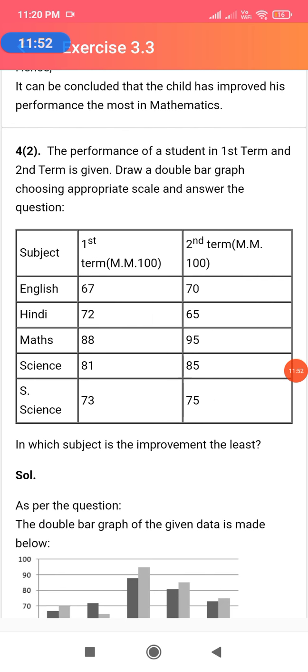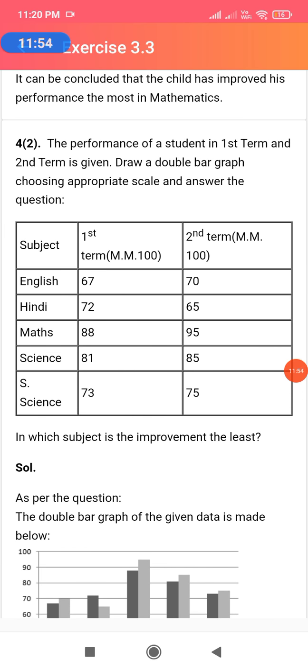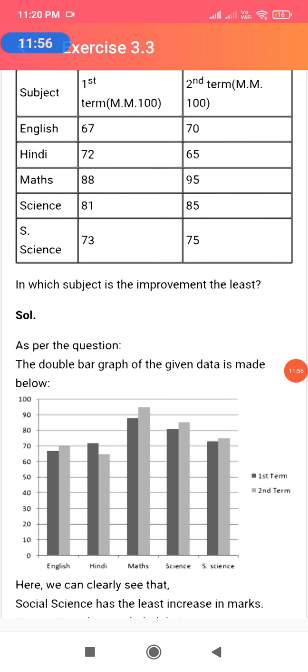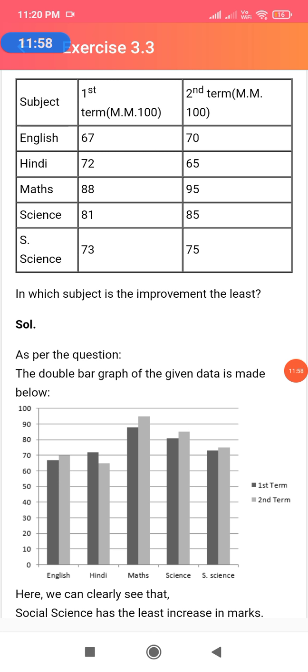Now the question is, in which subject is the improvement least? So when we say in which subject the improvement is least, that means these gaps should be the least. The gap between these should be the least. And improvement, when it says, then obviously the second graph has to be higher than the first graph.